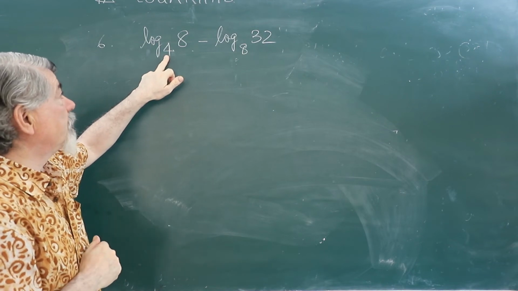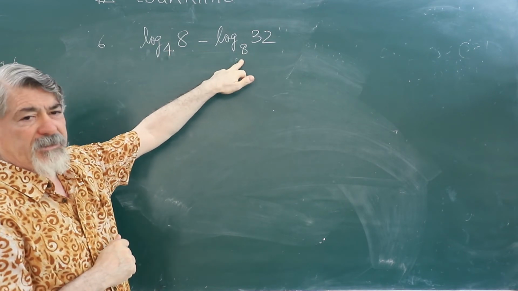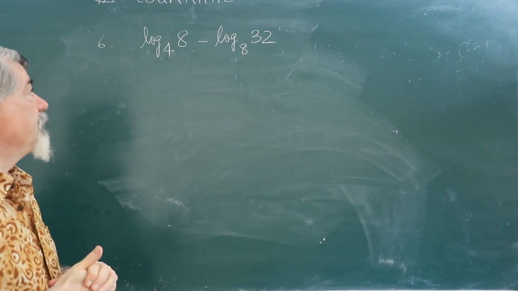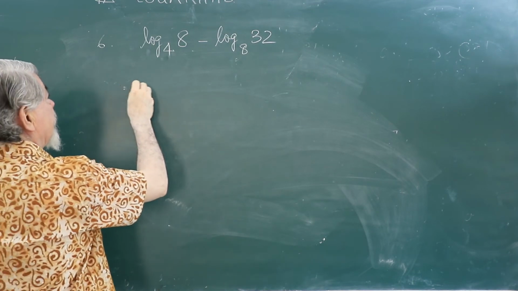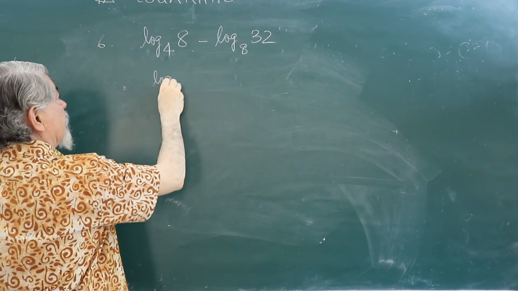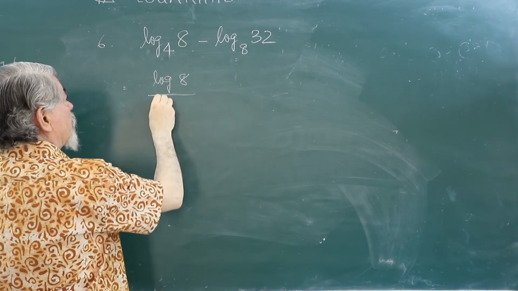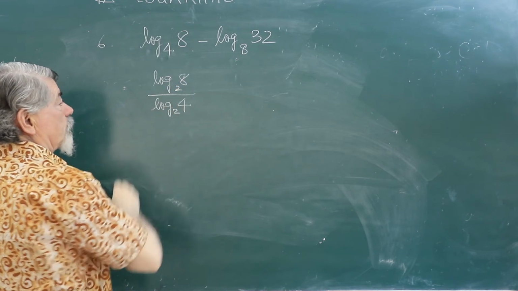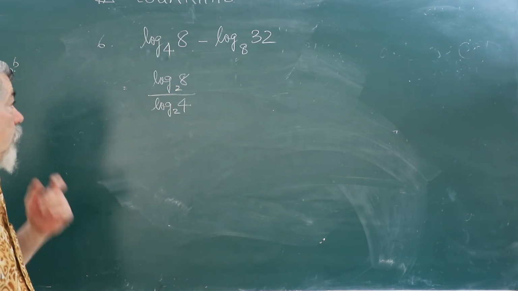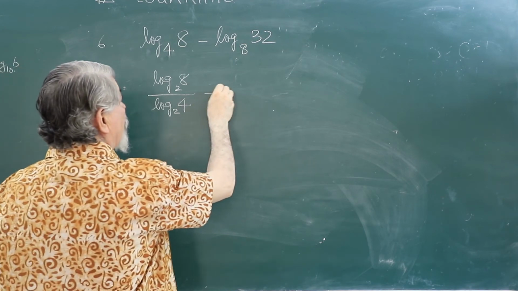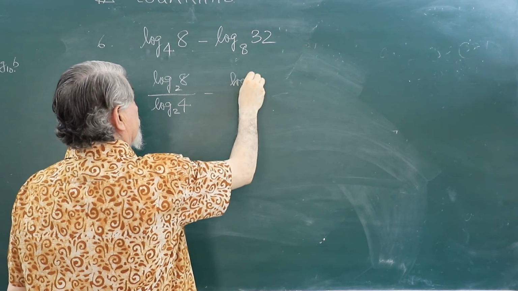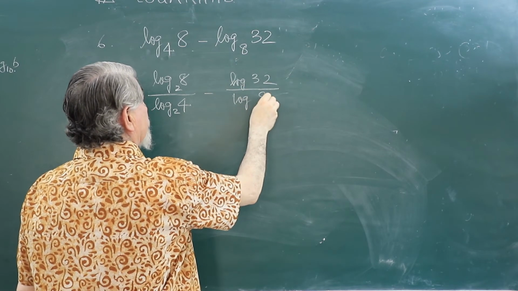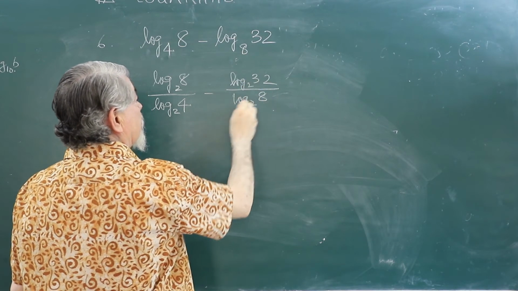It is 2 to the power 2. It is 2 to the power 3. I can change the bases to 2, the same bases. So it will be easier for us. So we can write it as log 8 upon log 4, and let us write the base 2, minus log 32 upon log 8 and to the base 2.